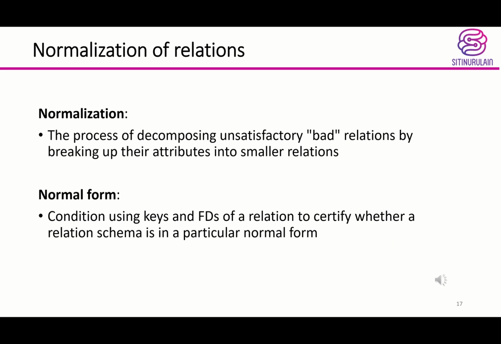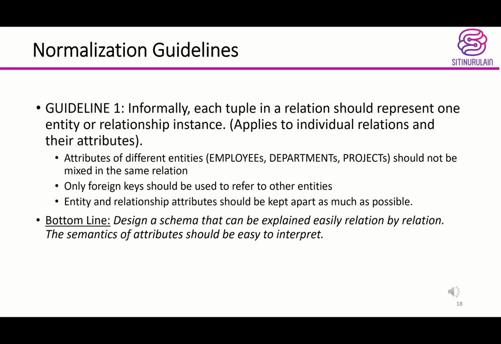Normalization is the process of decomposing unsatisfactory bad relations by breaking up their attributes into smaller relations. Normal form is the condition using keys and FDs of a relation to certify whether a relation schema is in a particular normal form. Let's move to the normalization guidelines.